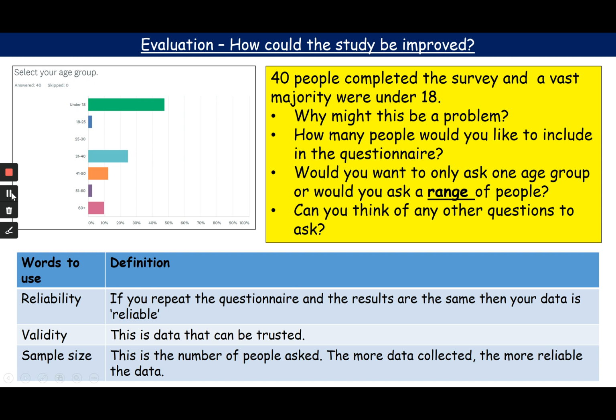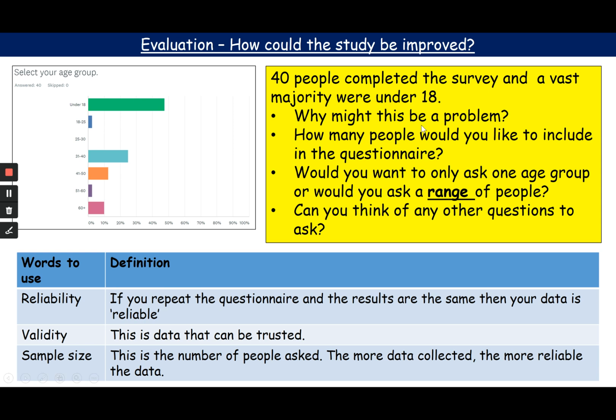Last but not least, the evaluation. I would argue this is maybe one of the most important parts of a study, because it makes you start to think about how good your investigation was and how it might be improved. So on this graph here, that shows you who completed this survey. So the vast majority of people were under 18, so I'm going to presume that was you lot, and only 40 people completed the survey. So 40 people completed it, but most of them were under 18.